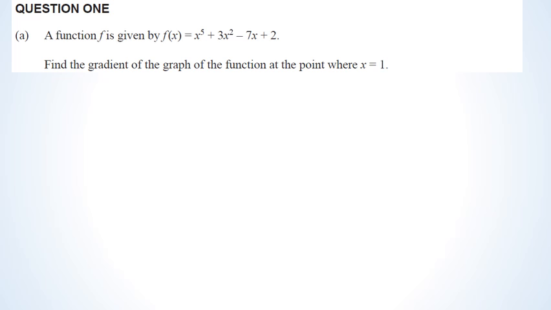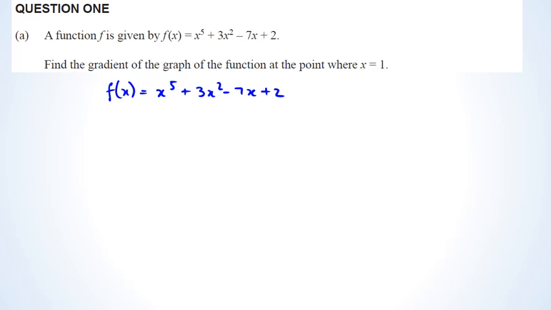Okay guys, I'm going to go through this question right now. So in this question, you've been given a function and then you're asked to find the gradient of the graph at the point where x equals 1. So I've already got the function. I'm just going to write it down as this. So f of x is x to the power of 5 plus 3x squared minus 7x plus 2.